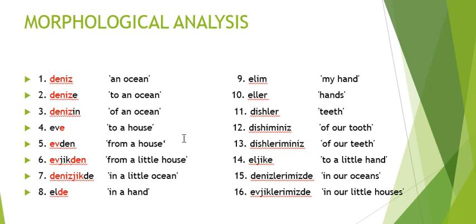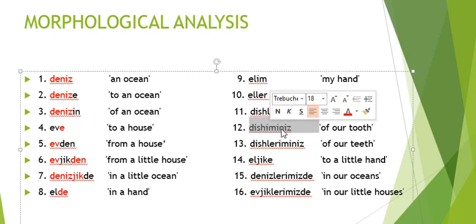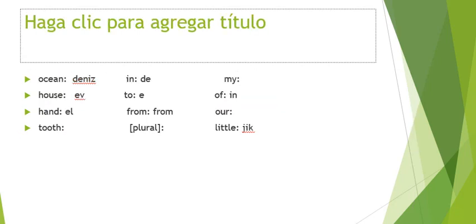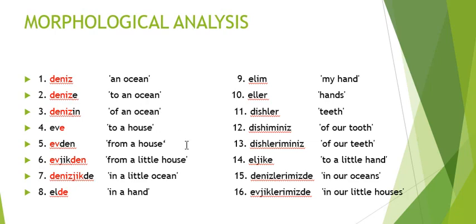And where is the word tooth here? The word tooth is here in number 12. Dish means... But you can notice here that you only have the meaning for of. How do you say of in Turkish? Remember? Of is in. Of is in.